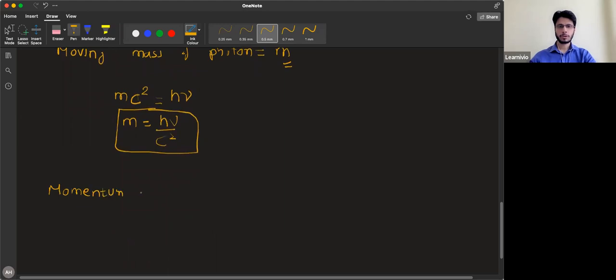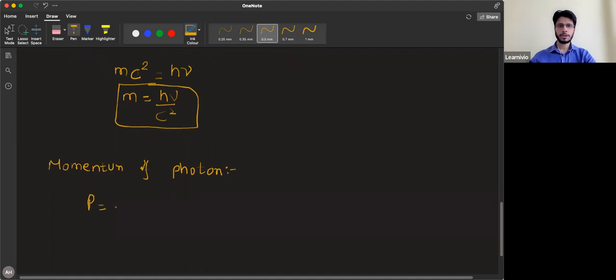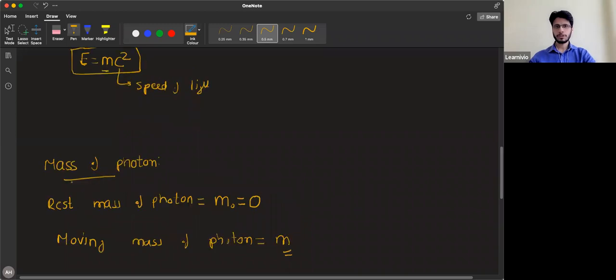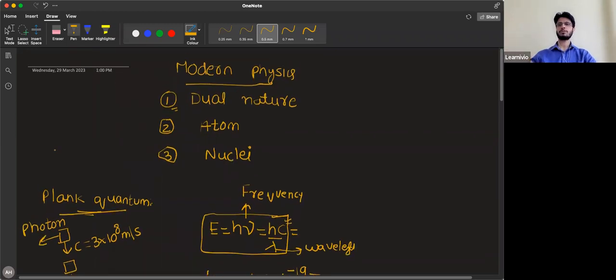Rehan, how do you calculate momentum? What's the formula for momentum? Aditya: equal to mv. Yeah, mass into velocity. So momentum is mass m into speed c. Mass m you can write as h nu by c square, multiplied by c. So this c will cancel this c, and this is equal to h nu by c. This is the momentum of the photon. Note it down. You'll see what type of questions you can get from just the concept of photon.